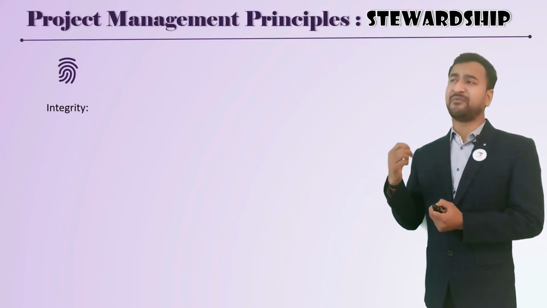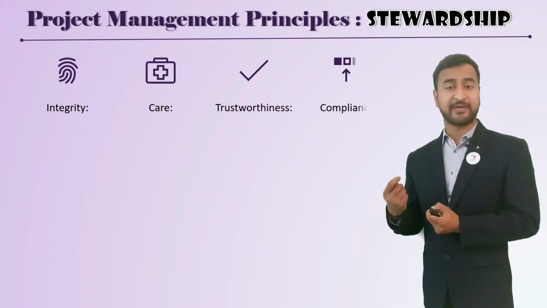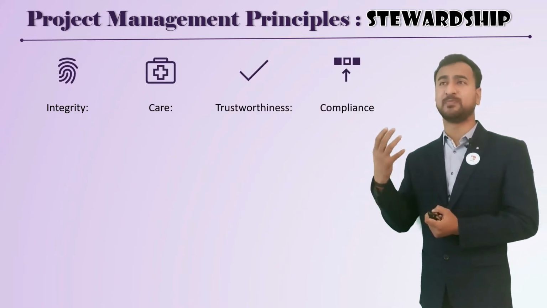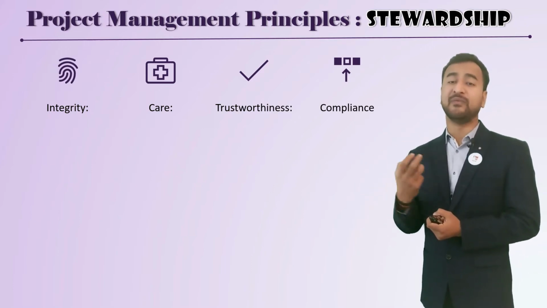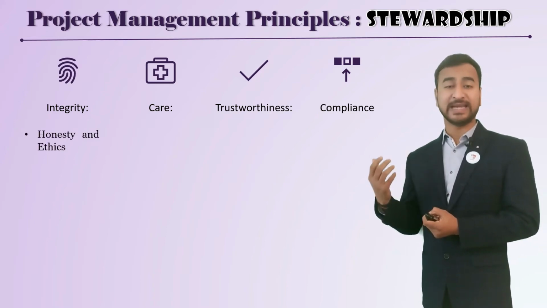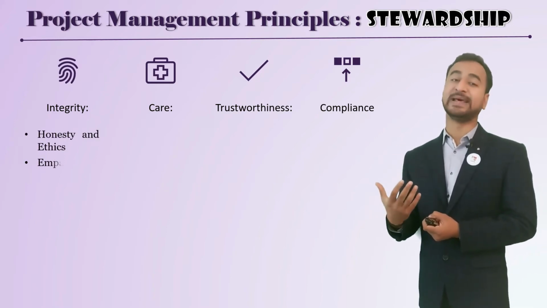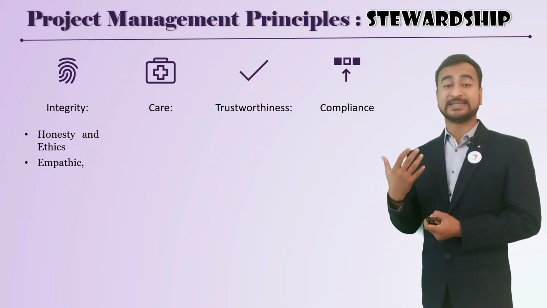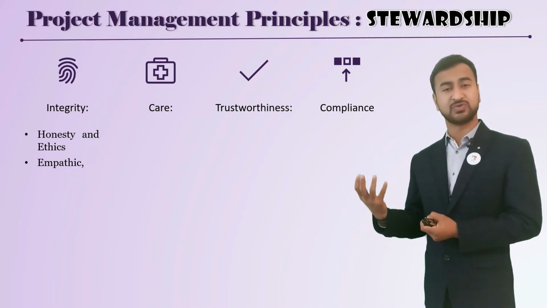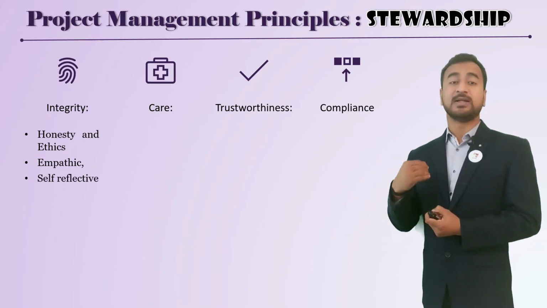Certain keywords by which you can recall stewardship are integrity, care, trustworthiness, compliance. These are the four keywords which help you recall the value system derived from this particular principle. So what do we mean by integrity? It is the honesty and ethics that you have to demonstrate. Empathy for the society, for the resources involved with you, or the community at large.